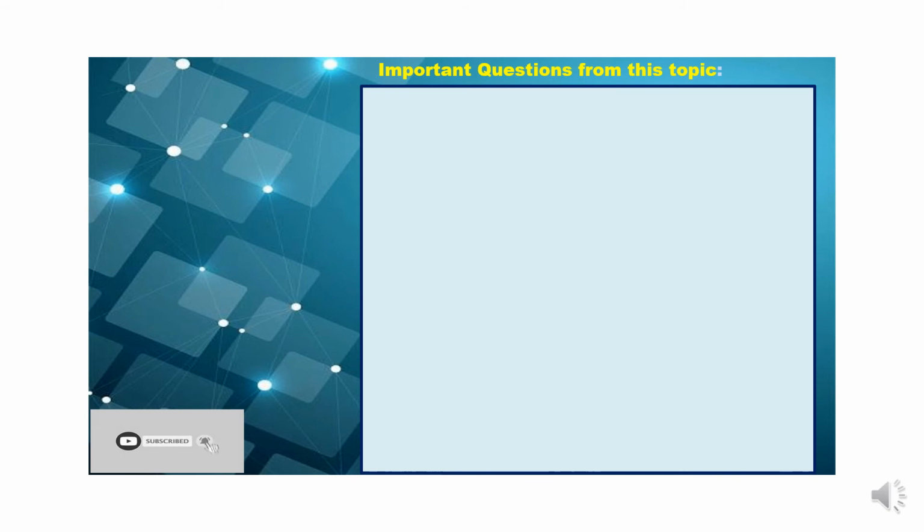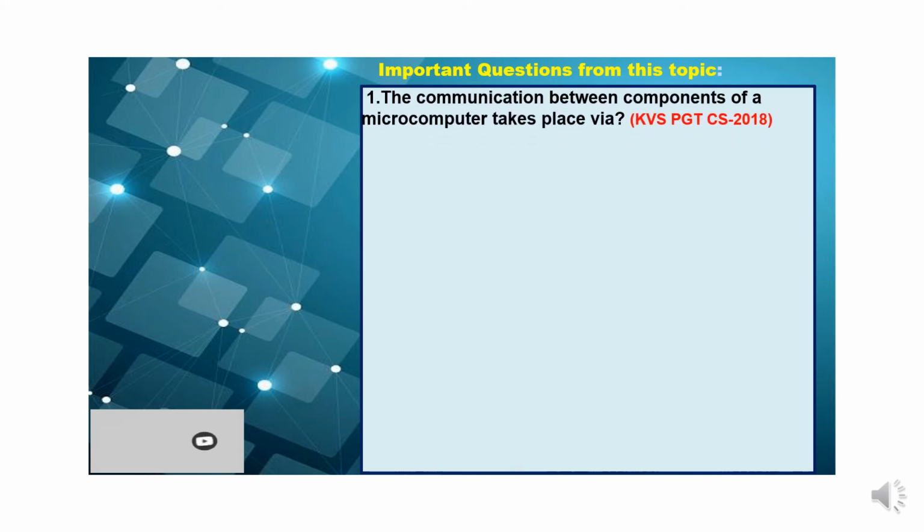Now we will see some important questions from this topic. This is the first question which was asked in the KVS PGT CS 2018 question paper. The communication between components of a microcomputer takes place via? As I have said before, it takes place with the help of two buses, that is address bus and data bus. So this was the question asked in the KVS PGT paper, 2018.